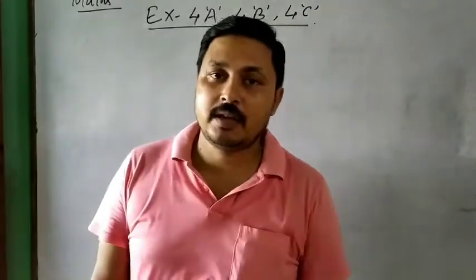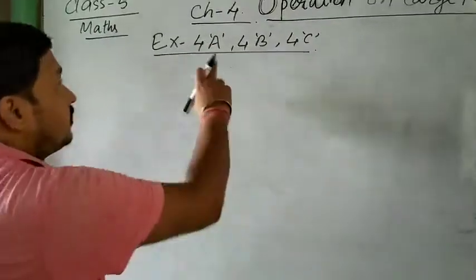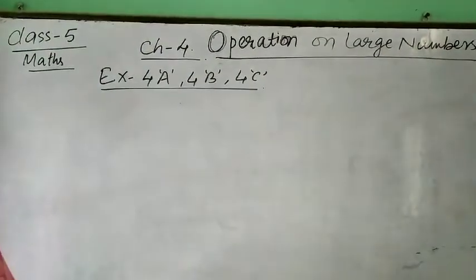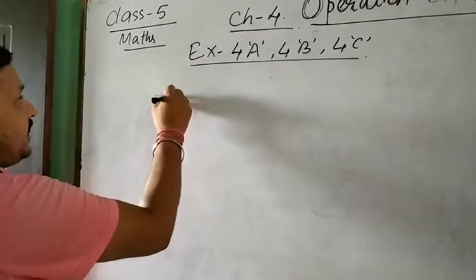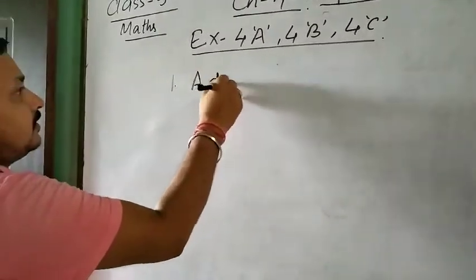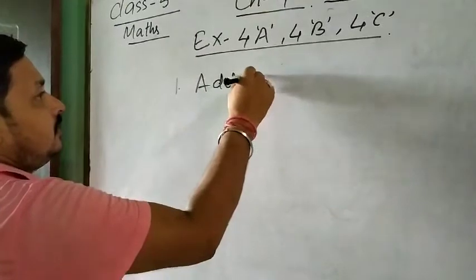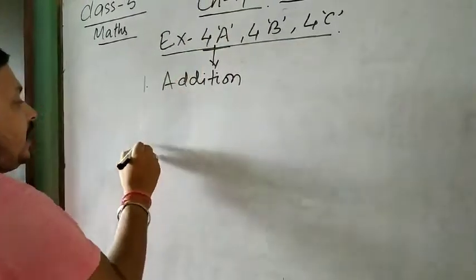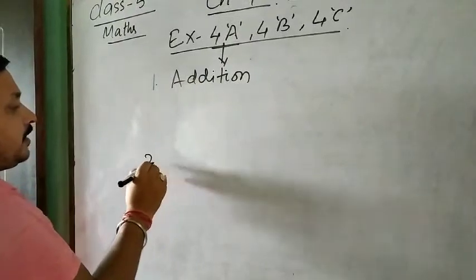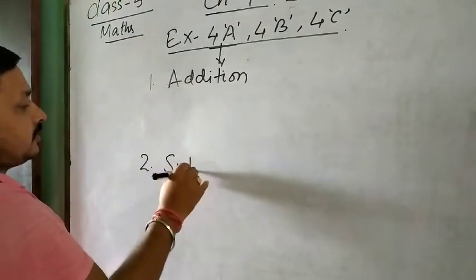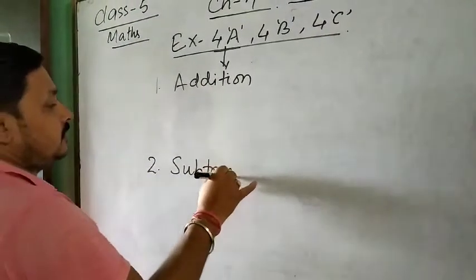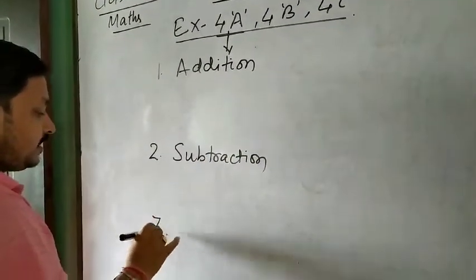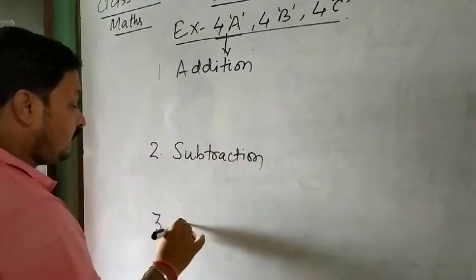Today I am explaining class 5, chapter 4, operation on large numbers. In the operation of large numbers, your first topic is addition, in exercise 4A, and your next topic is subtraction. And your third topic is multiplication.